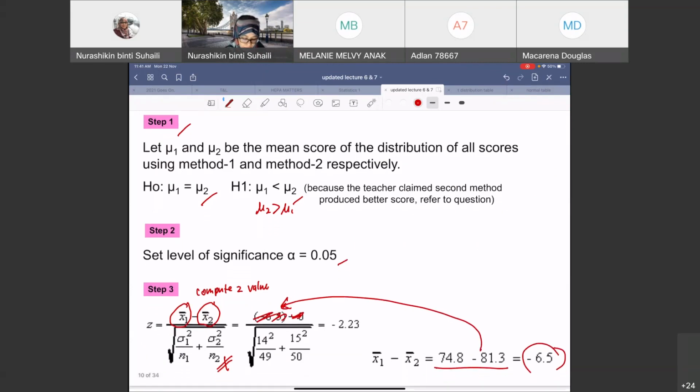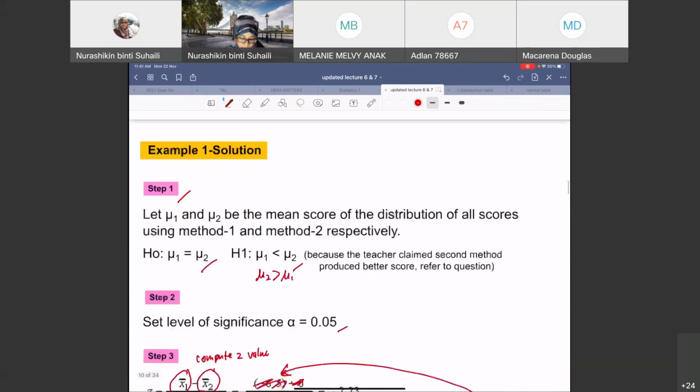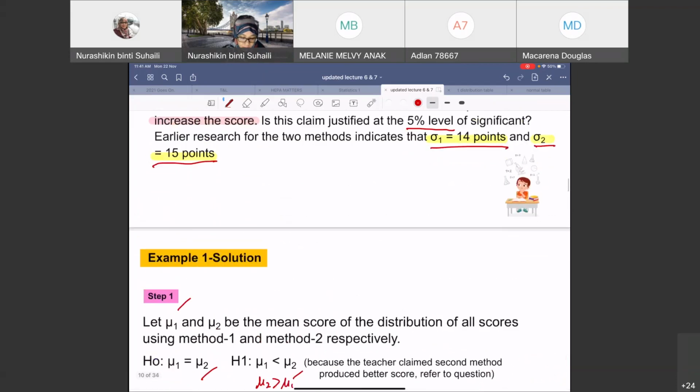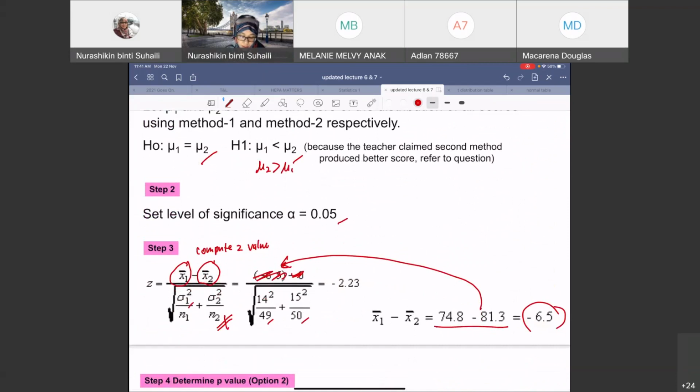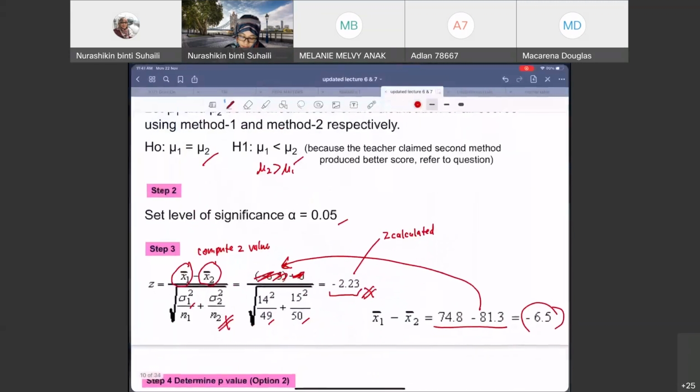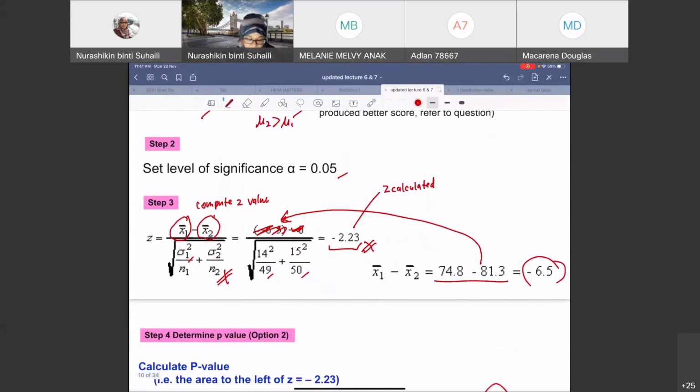And here you just substitute the values: the standard deviation 1, which is 14, divided by n1. N1 is 49. So you get the Z value of minus 2.23. That's the Z calculated. Label in your workout which Z this represents, otherwise you might get confused. Step 3, Z calculated.